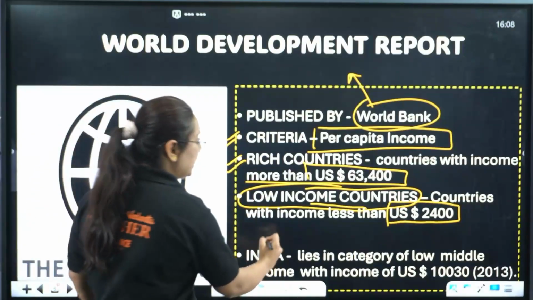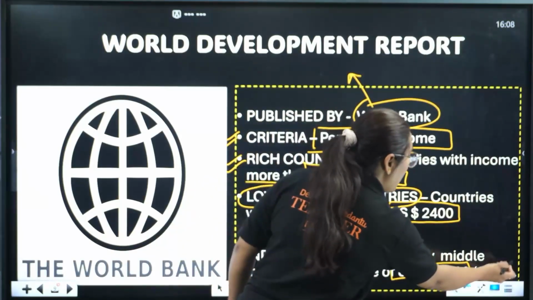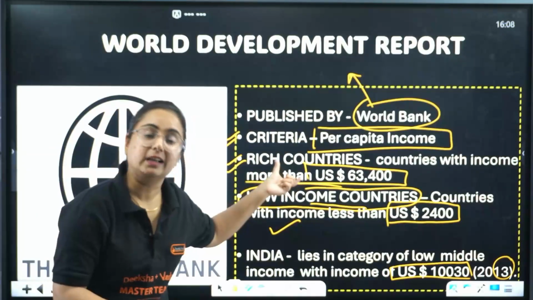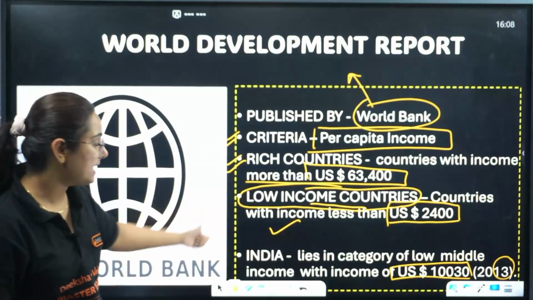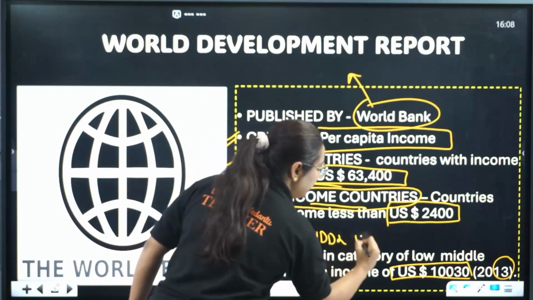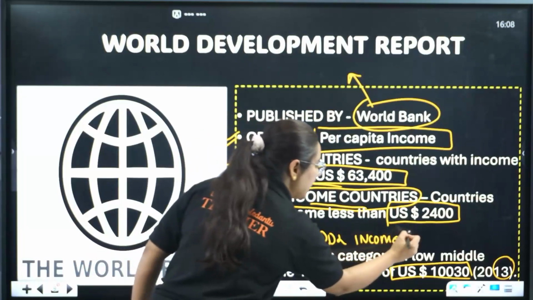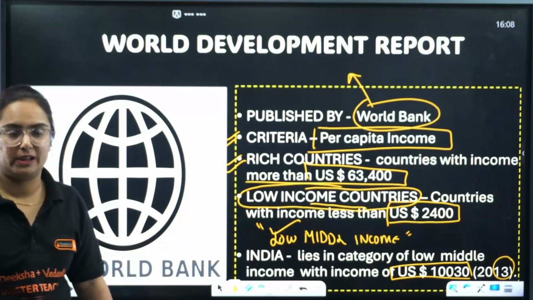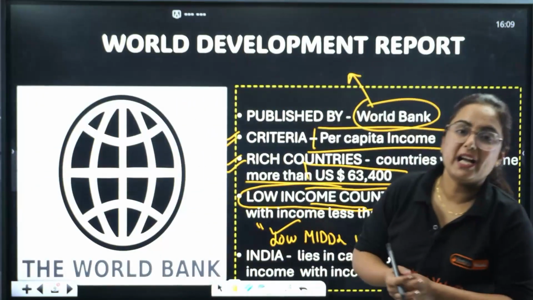If we see, India has the income of $10,030 according to the data of 2013. By this, we do not lie either in rich countries, that is the upper income group, or the lower income group. So, we lie somewhere in the middle income group, and in the middle income group on the lower side. That means India lies in the low middle income group. So these were the criteria of the report published by the World Bank.